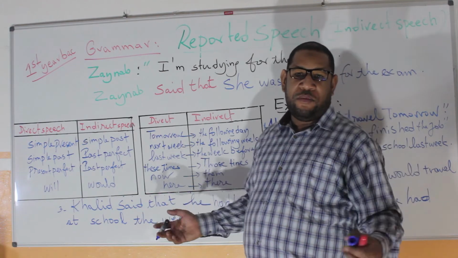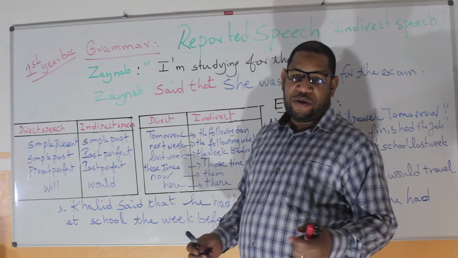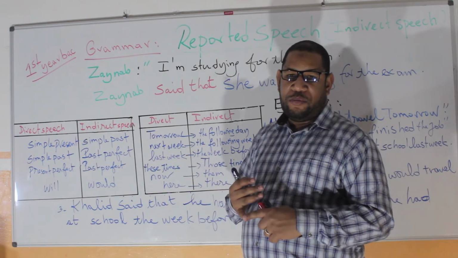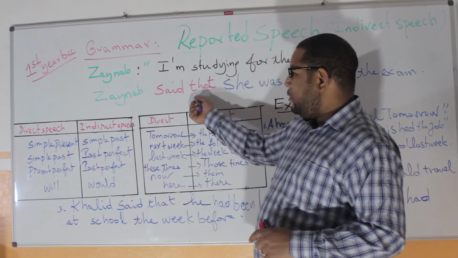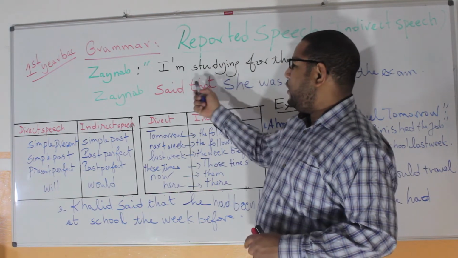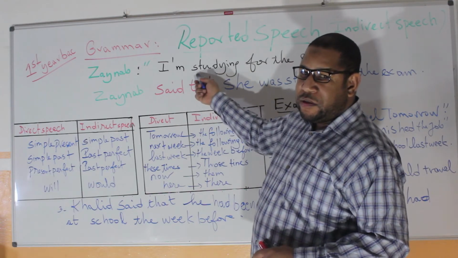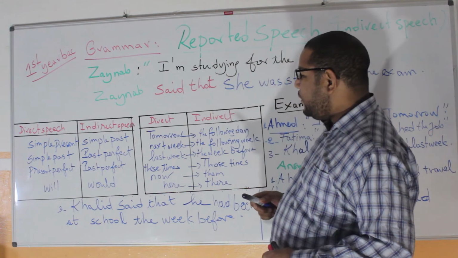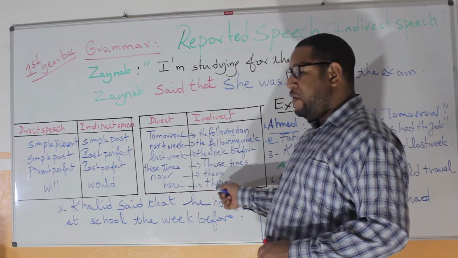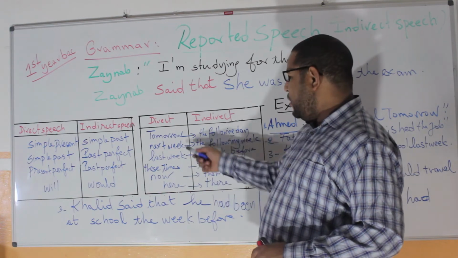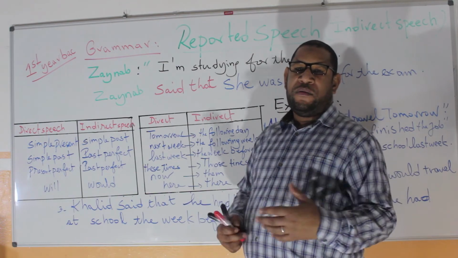And this is how we change sentences from direct speech into indirect speech. To recapitulate, we add the reporting verb, we change the pronoun, we change the verb tense, and then we change time and place expressions. Here, there, this is a place expression; these are time expressions. And that's it with reported speech for today.